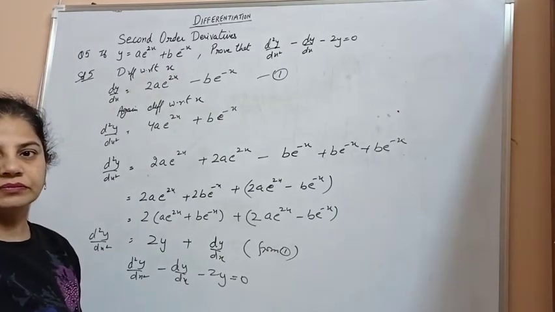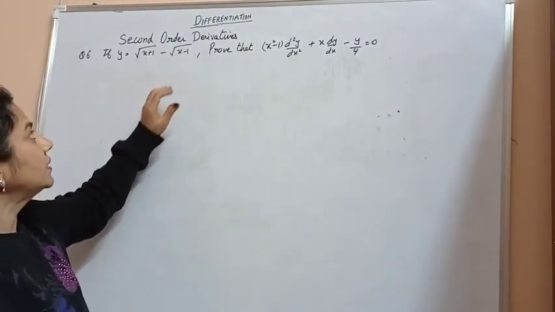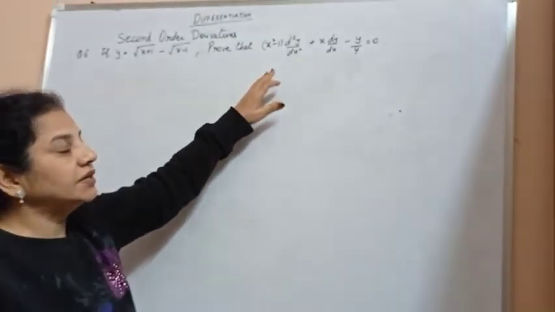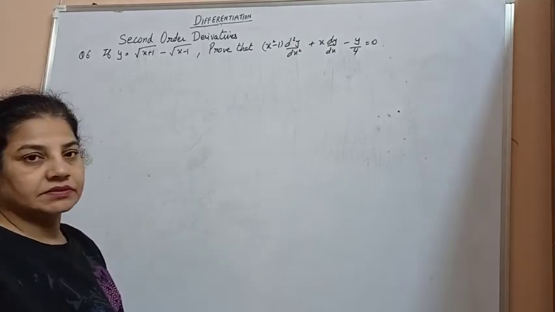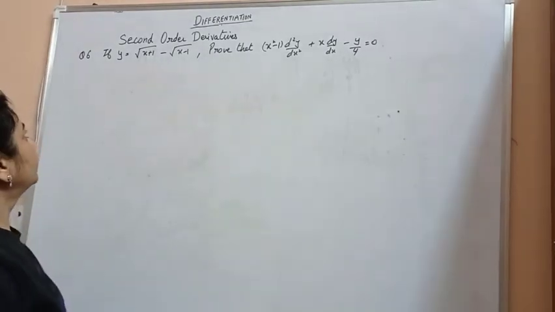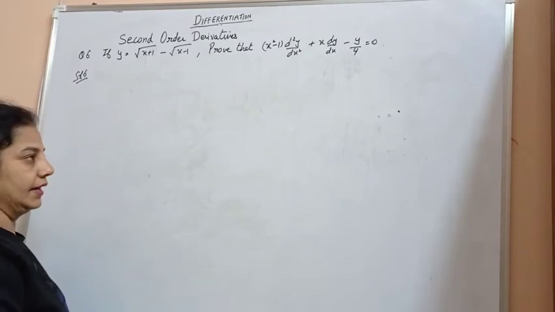Function y is given as under root x plus 1 minus under root x minus 1. Prove that x square minus 1 times d square y by dx square plus x times dy by dx minus y by 4 is equal to 0. For this, we differentiate the given function with respect to x.